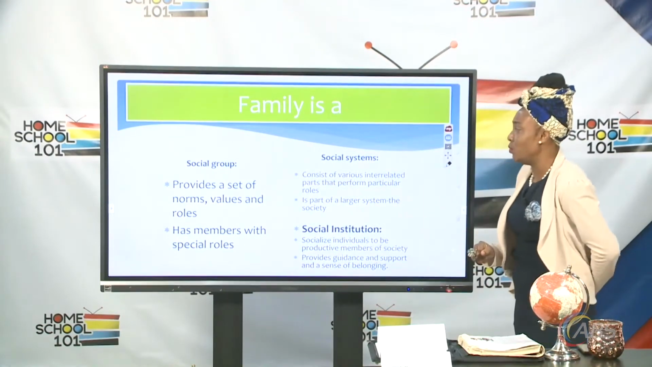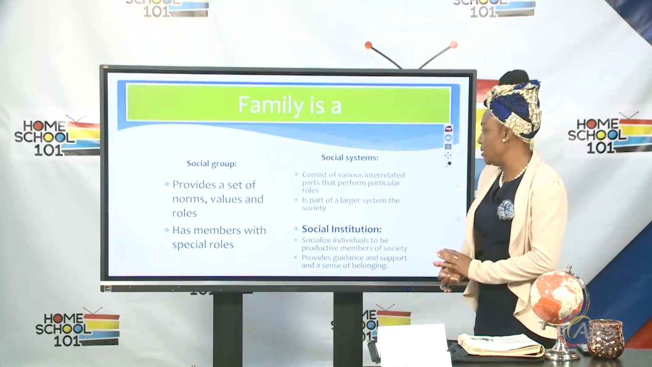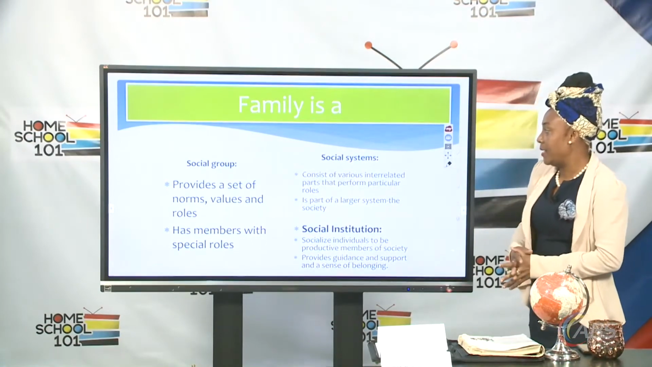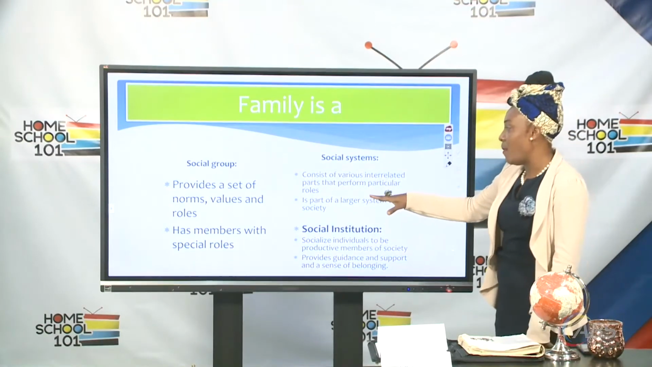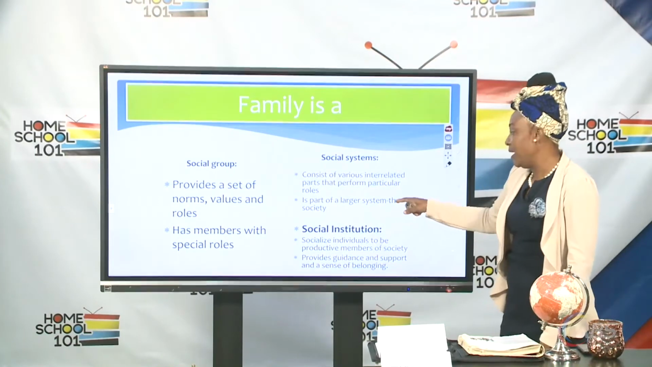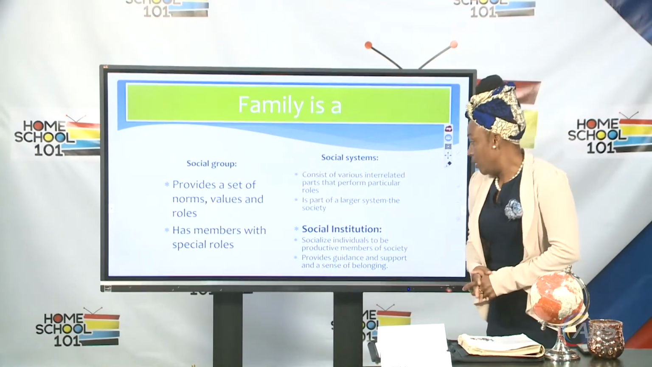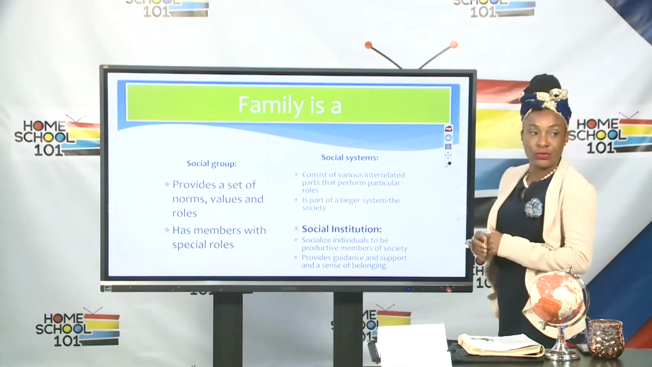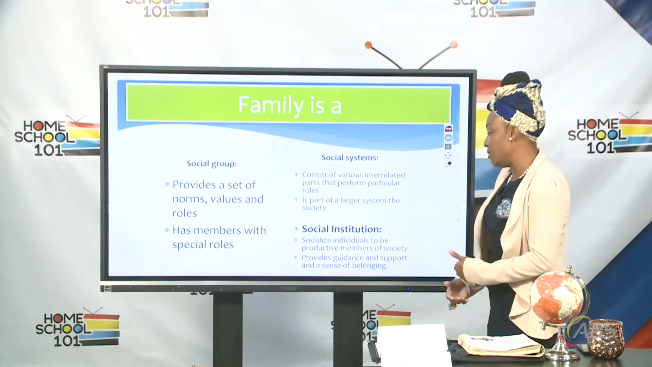A family is also known as a social system. This is a wider definition because in each family setting, a family plays a part in our society, and it consists of various interrelated parts that perform particular roles. It is also a part of a larger system in the society, namely the community. The third one is that a family is also known as an institution, which socializes individuals to be productive members of society.